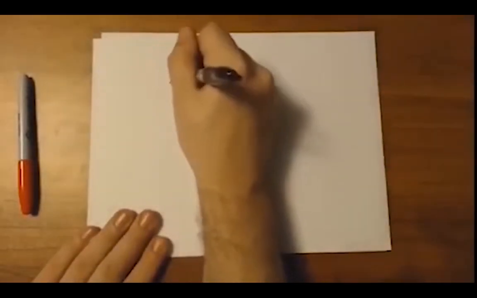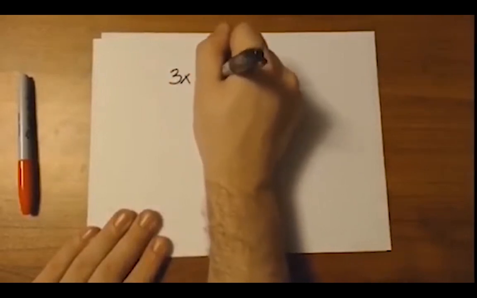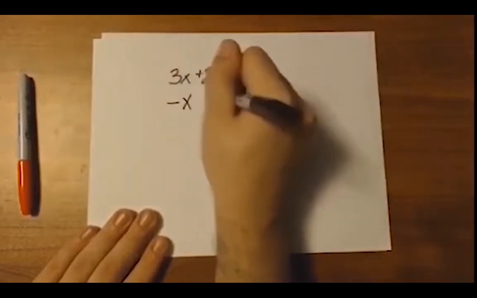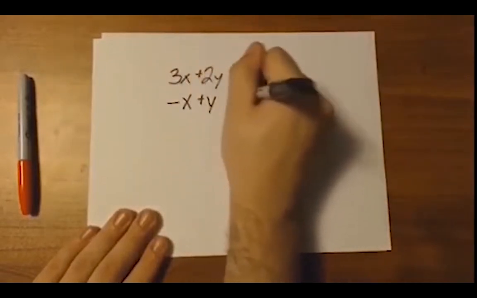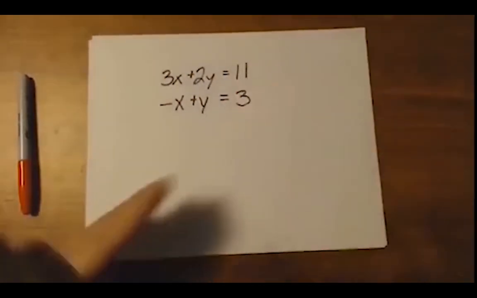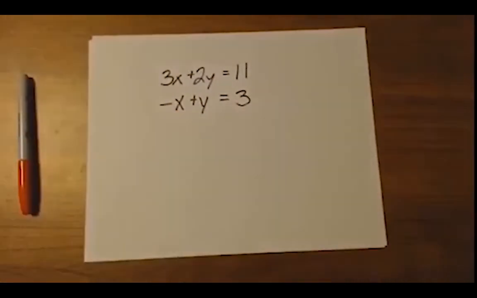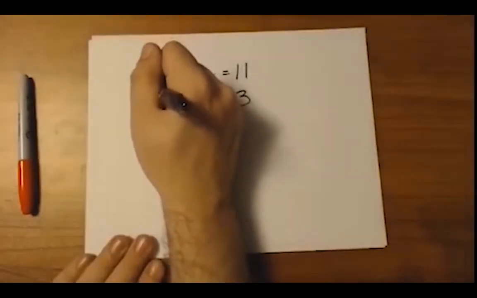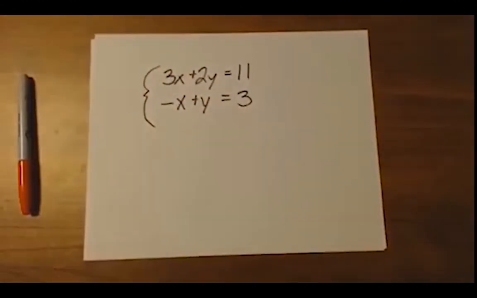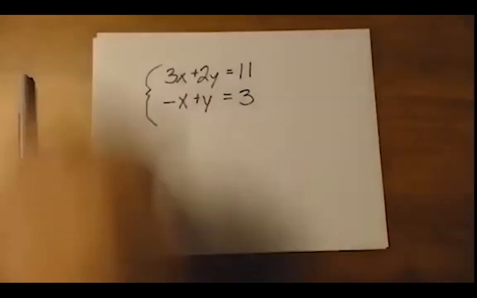So looking at example 1, we see something that we could use the substitution method on. We have the system 3x plus 2y equals 11, and negative x plus y equals 3. If we thought about this graphically, if we graphed this line and we graphed this line, wherever they intersect would be the solution for x and y. Sometimes you'll see a system of equations with a left brace, just showing that these are together.